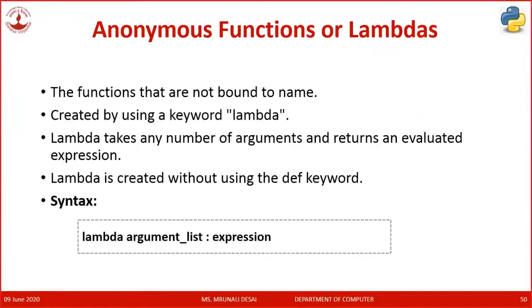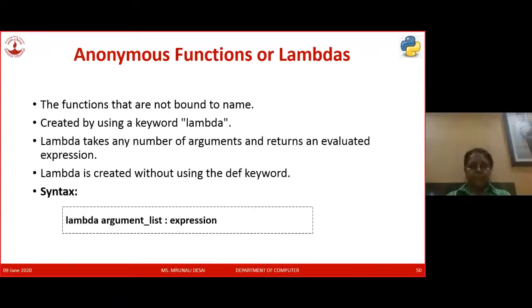Okay. So an anonymous function is a function that is not bound to a name, right? So we don't give any name to the function, even though we can give a name, but the syntax is different. It is created by using the keyword lambda, right?